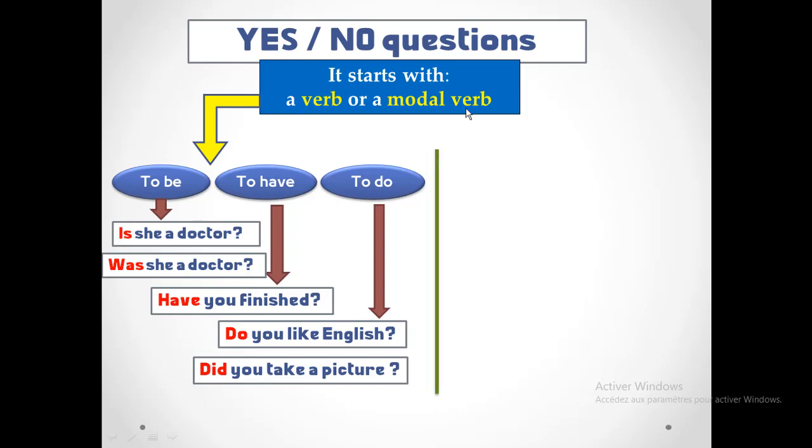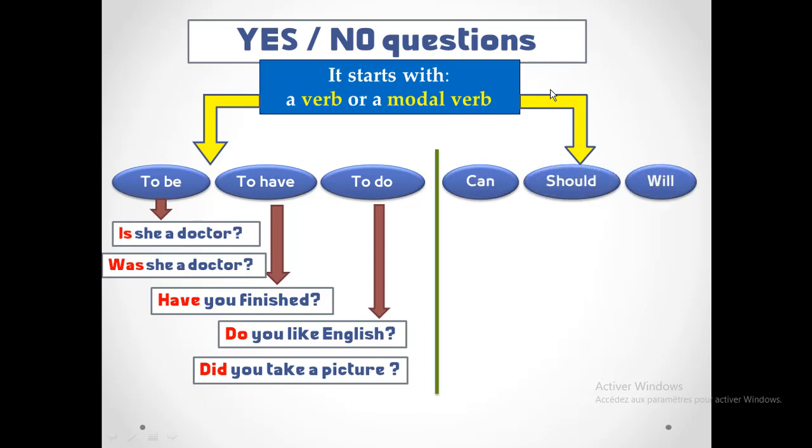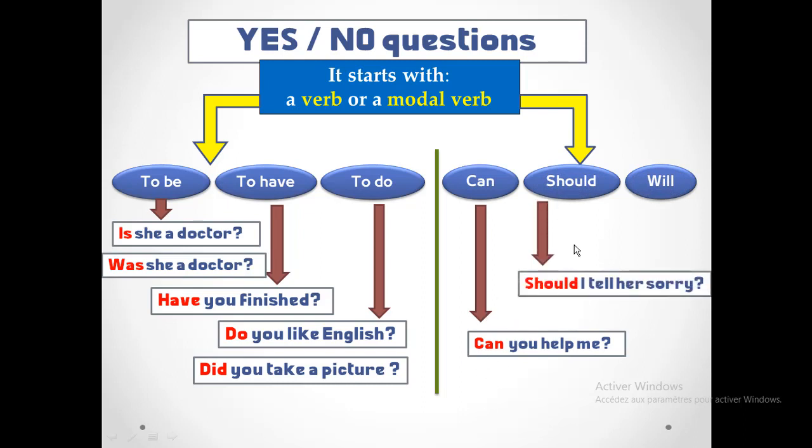Now let's go to see examples of modal verbs. Modal verbs like can, should, will. Can like can you help me? Start with can. Should like should I tell her sorry? Should. Will you go to Spain? Start with will. So they are all yes or no questions. Start with verbs. It starts with a modal verb.